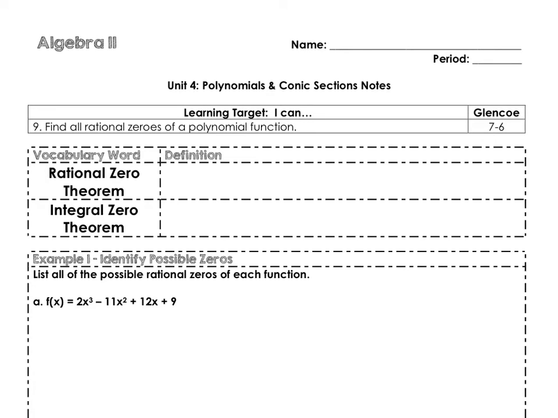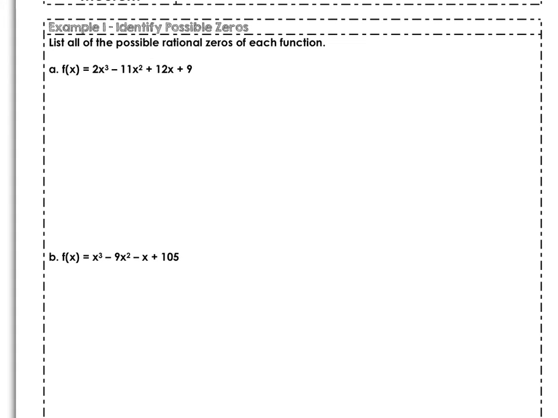All right, we're going to take a look at identifying rational zeros for a polynomial function. This is going to follow the notes in Glendon 7.6. It's important to recognize that in this particular section, we're looking for possible rational zeros, and the key words here are they're possible and they're rational.